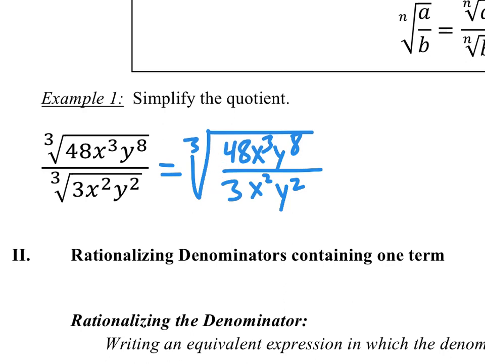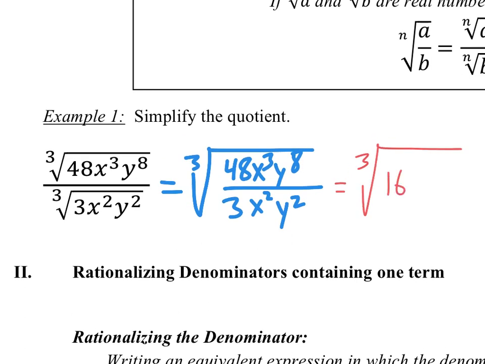48 divided by 3 is 16. And x cubed divided by x squared is x to the first. And y to the eighth divided by y to the second. Remember, we subtract the exponents. That's y to the sixth.